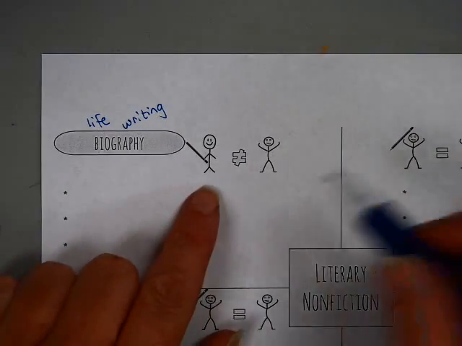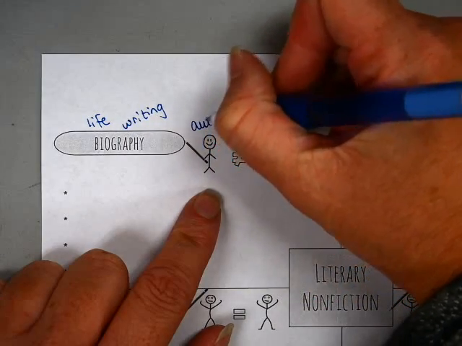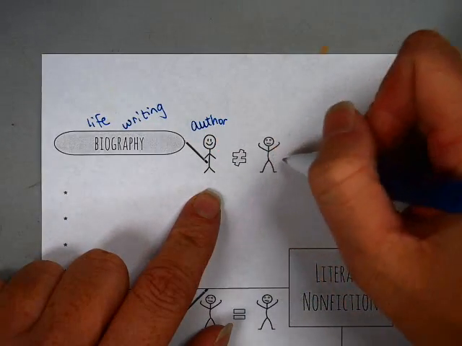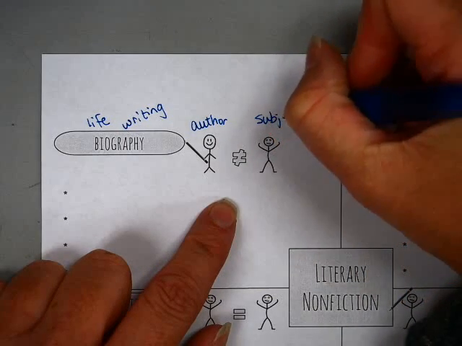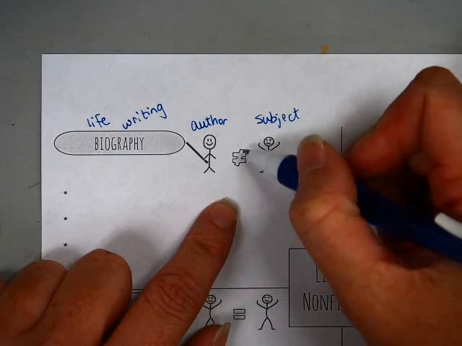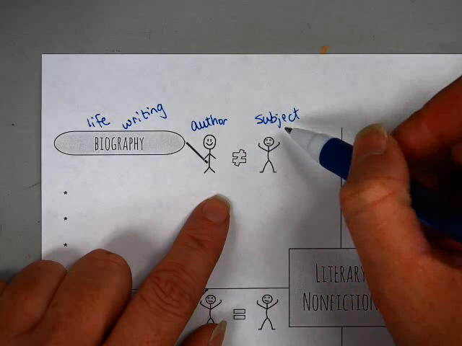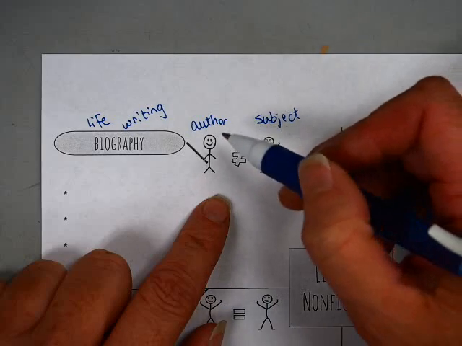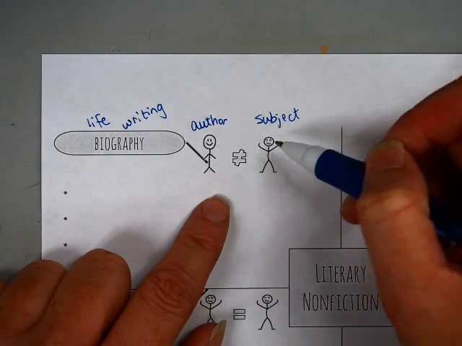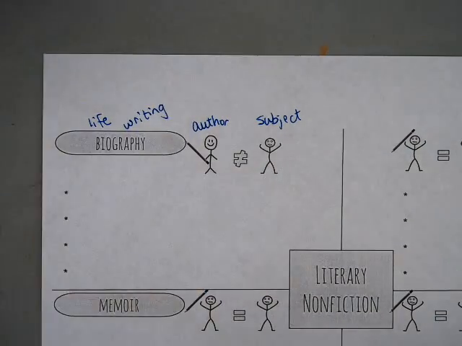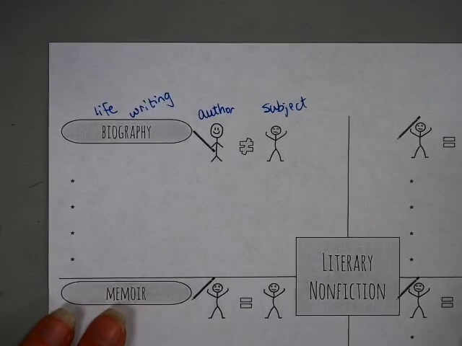If you look at my little stick figures here, this one is supposed to represent the author as a pencil. And then this one represents the subject. Now this has an equal sign that's been marked out. And so in this case, the author is not the same person as the subject. So this is not an author writing about themselves, they're writing about someone else. Your stick figures help you figure out who's writing and who it's about. So biography is about someone else's life.